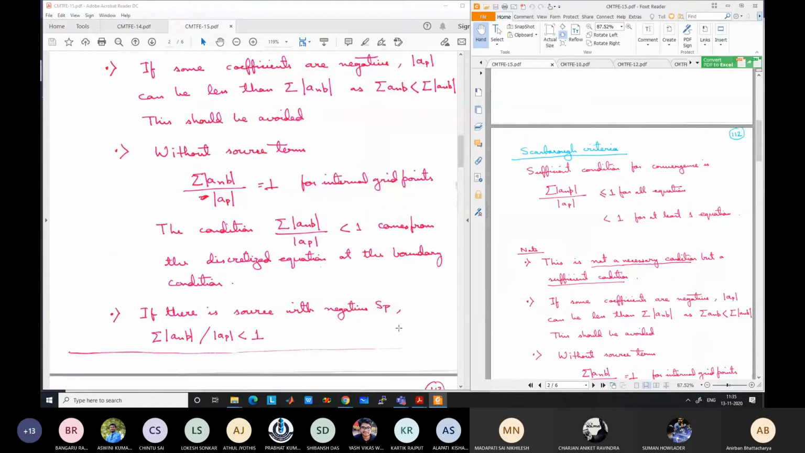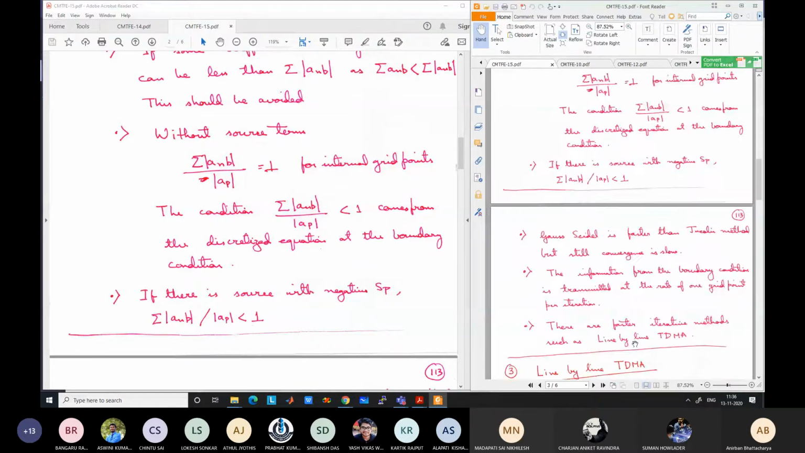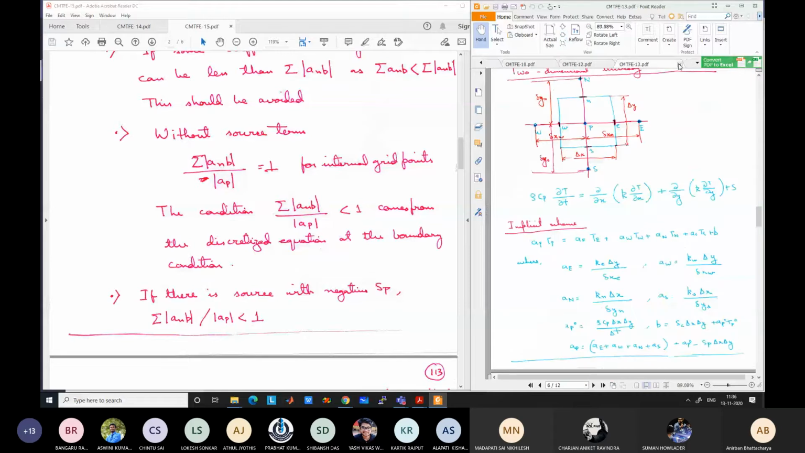If there is a source term with negative SP, then again it is guaranteed that the summation of A nb will be less than... no, this is not correct, I guess. Something is wrongly written here. Because in that case, AP should be less. Oh, no, minus AP is there, right? Minus SP term is there, correct. No, this is correct. So AP has the minus SP term.